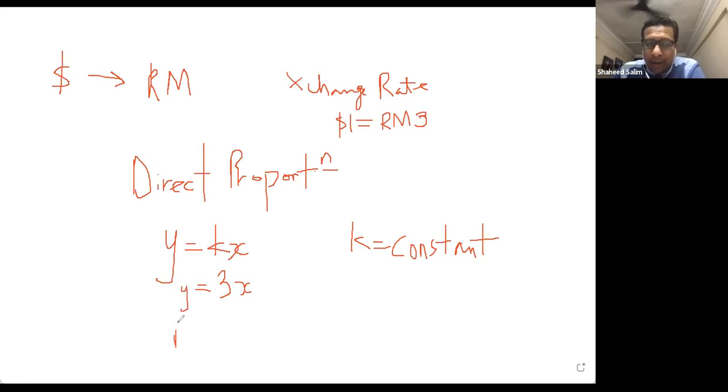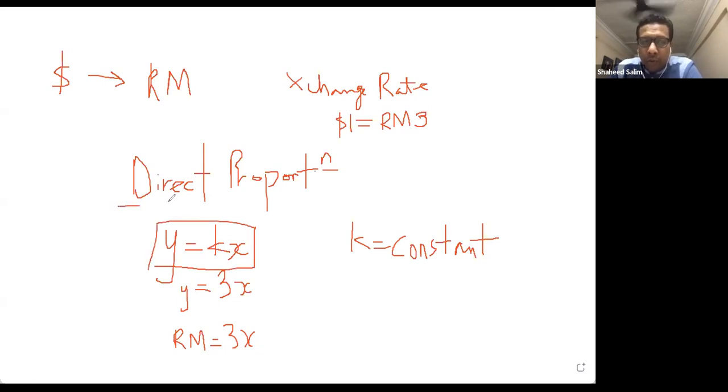So I'm going to put it like that: RM, ringgit, equals 3x. X is the Singapore dollars. If you put 10 here, 10 times 3, 30 ringgit. Can you see? This here is a simple formula for direct proportion. So what does it mean, direct proportion? It means the more Singapore dollars you have, the more ringgit you have.